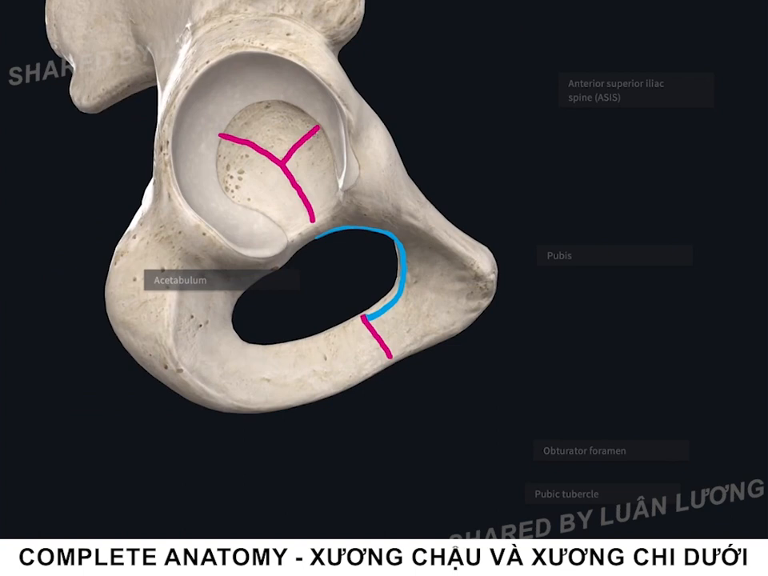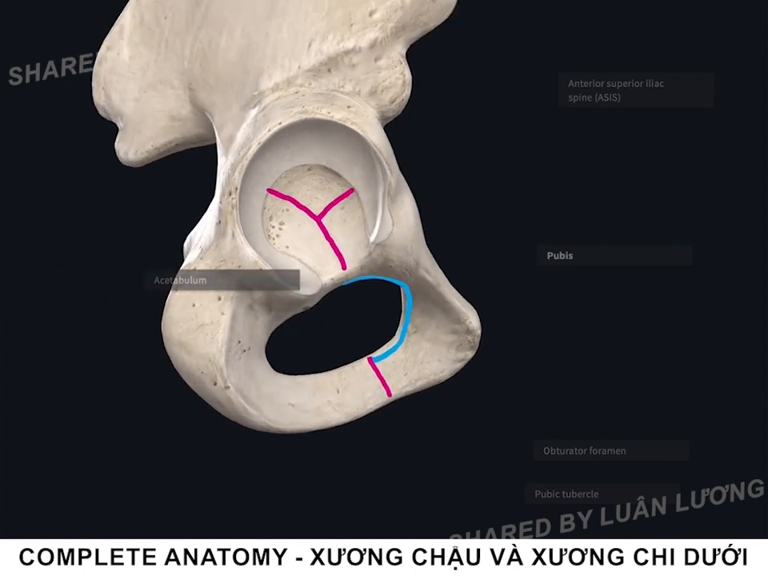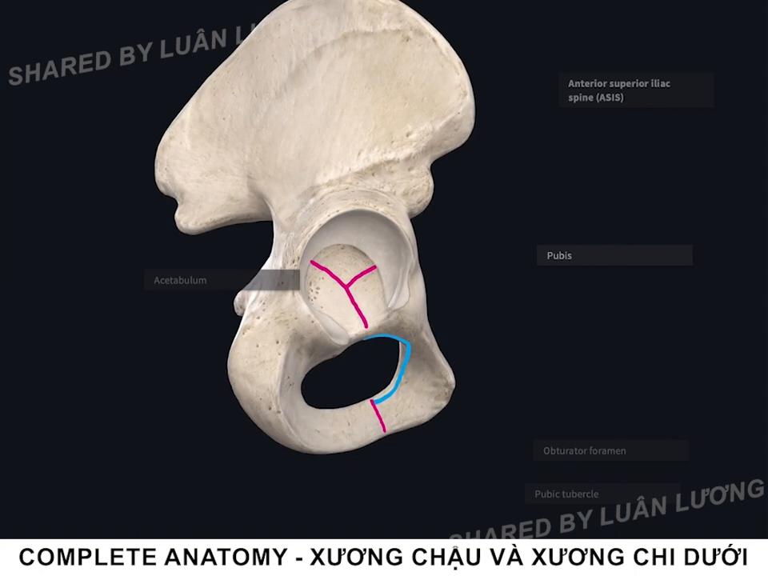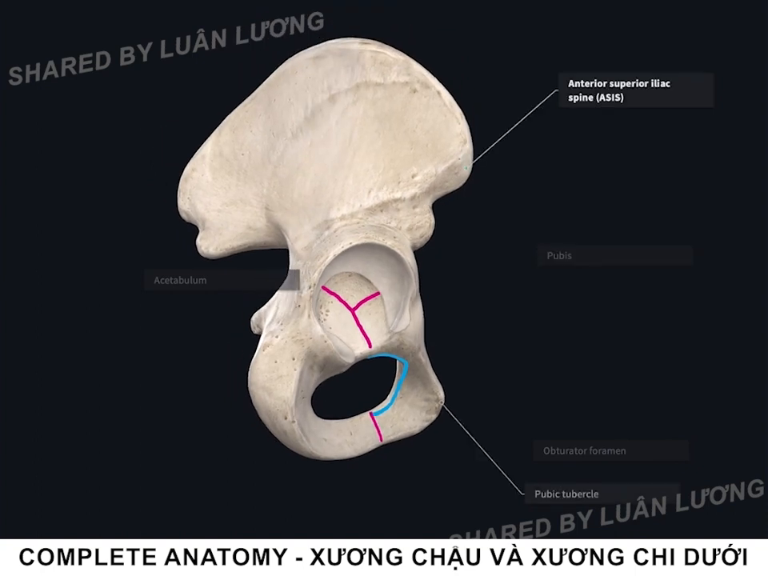Let's now take a closer look at the pubis, the most anterior of these 3 bones. If we were to put the hip in anatomical position, we would see that the anterior superior iliac spine is in a straight line with a portion of the pubic bone, or the pubis, known as the pubic tubercle.